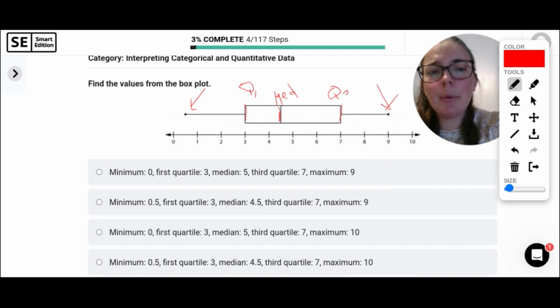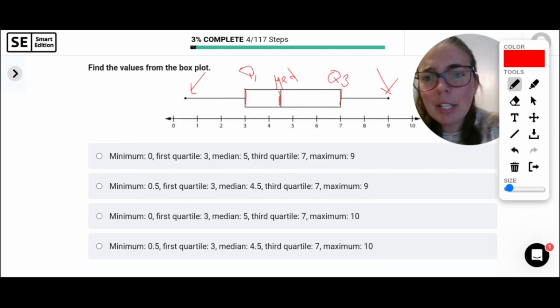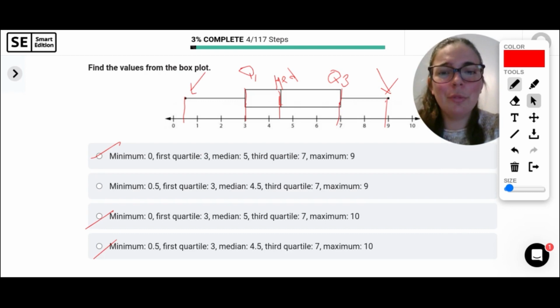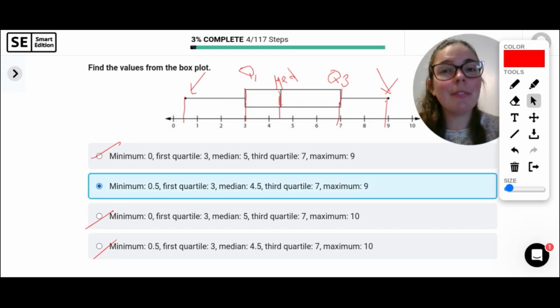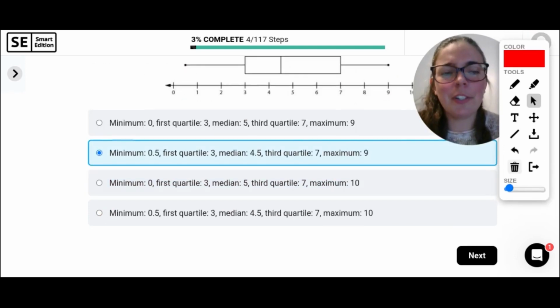So let's match up the numbers with our options. So the minimum, it looks like, is here, which is a half. So get rid of these 2. First quartile is 3. Okay, median is 4.5. Third quartile is 7, and then the maximum is 9. So it looks like option 2 is correct. So use process of elimination to help you narrow it down, and then that's the only one that fits our graph.